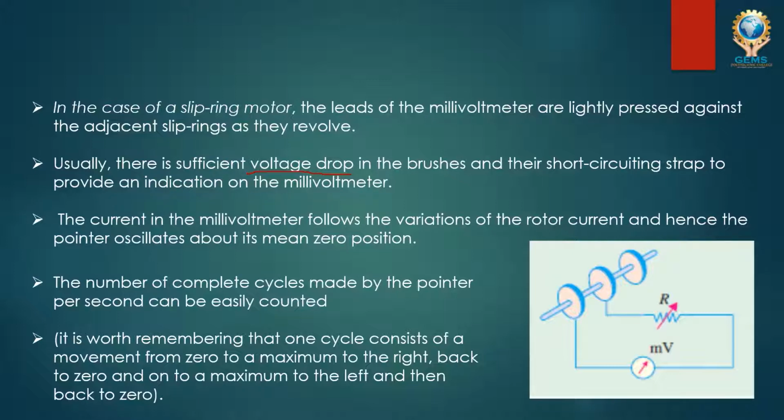Here it is mentioned clearly. If the pointer moves from 0 to the maximum value and comes back to 0, and then again goes to the maximum value and comes back to 0, we count how many times it does that. Based on that we can calculate the rotor frequency value.